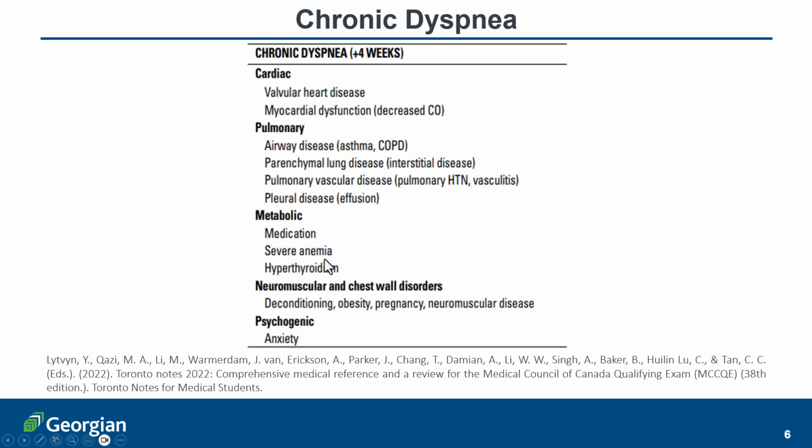So we covered anemia when we did Unit 1. Hypothyroidism increases the metabolic rate in the body, and that can cause chronic dyspnea as well. Also, various neuromuscular and chest wall disorders such as obesity, whereby you impact the functioning of the diaphragm.